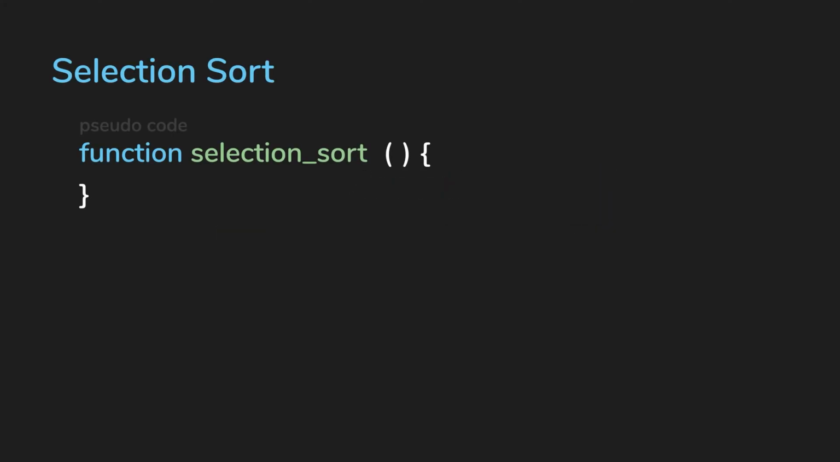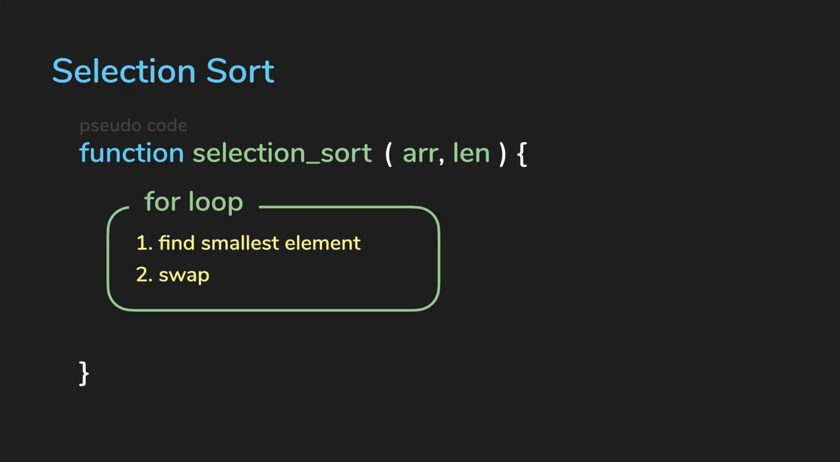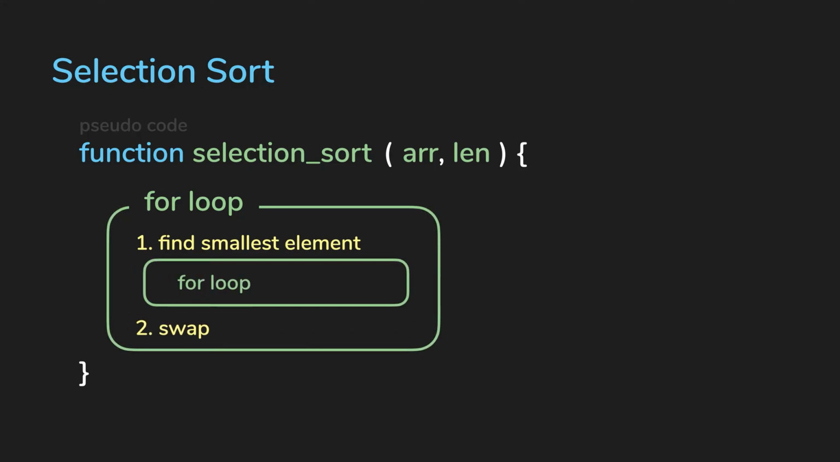Let's see how this looks in pseudocode. The function will take in the array that needs to be sorted, and will also take in the length of the array. We will need a for loop that finds the smallest element and swaps it. And inside that loop, we need another for loop to find the smallest element. So it's a loop in a loop.